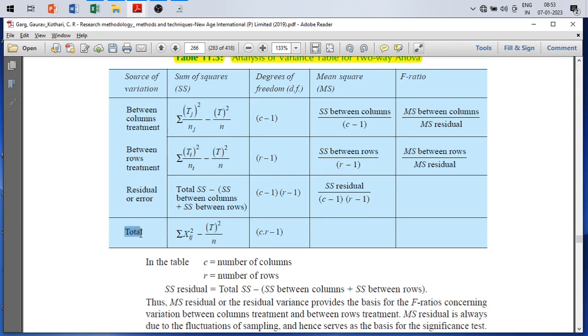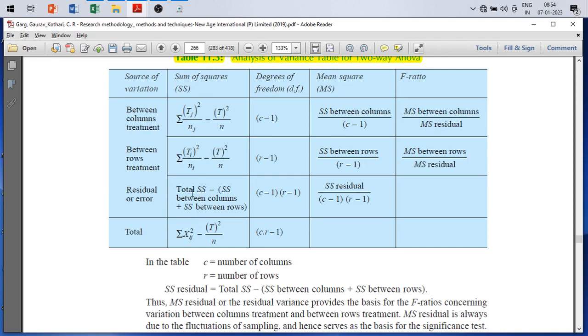Then there is SST. SST is given by this formula, and the degree of freedom for SST will be the number of columns times the number of rows, which will be the total number of entries, the total number of items, minus 1. Okay, then apart from these three, there is another source of variation, which is residual or error, and this we can calculate as SST minus, see, if we add these three sources of variation, we'll get SST.